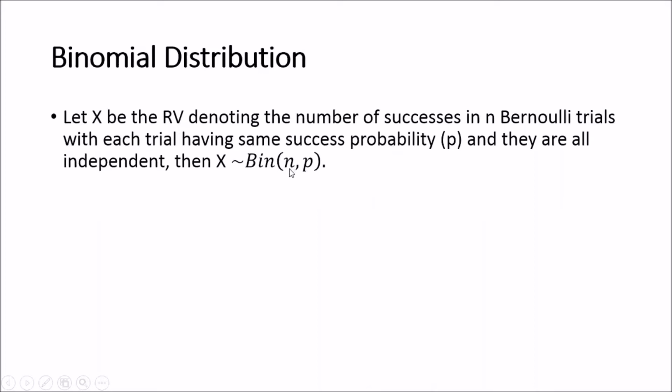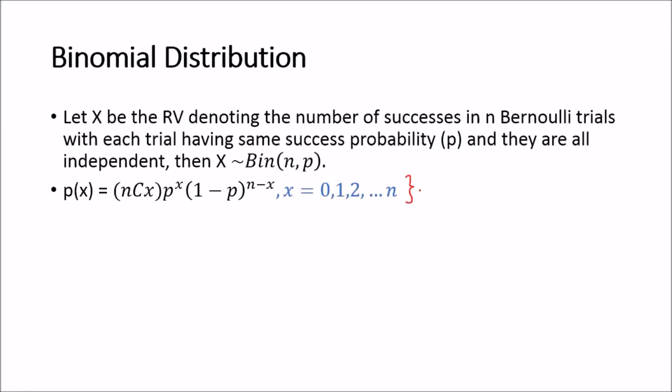Or say if I flip 10 such coins, then x will be distributed binomially with n being equal to 10 and p being equal to a half. So the binomial distribution, its probability mass function, the PMF, is given by nCx times p to the power x times 1 minus p to the power n minus x, and it's valid for the support of x being equal to 0, 1, 2, all the way up to n. So what is the C?